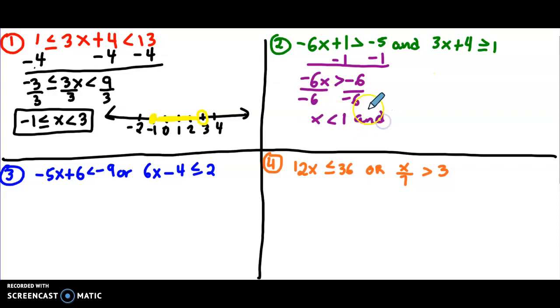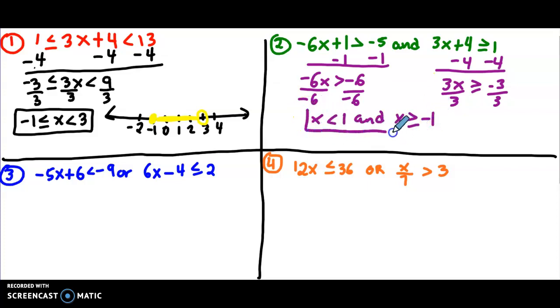So that's half of my answer. Let me go to the other half. Minus 4, minus 4. So that gives me 3x greater or equal to negative 3. Now I'm dividing by positive 3 because I want to get the variable by itself. So if I clean that up, I'm having x greater or equal to negative 1. I'm going to box this because that's my answer.